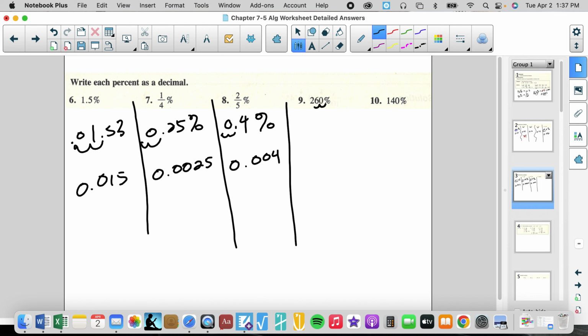260, 2 places, is going to be 2.6. Not with the percent, we're changing it to a decimal. So it's 2.6. We're going to move it 2 places. 1.4 is the decimal value. And think about it, 100% is equal to 1. So when we get 260, we're going to get more than 1, or 2.6.